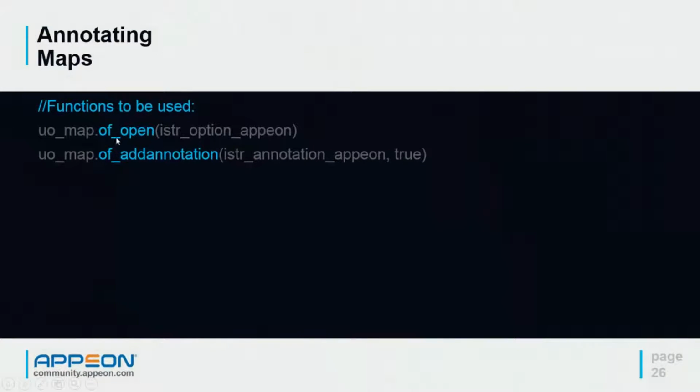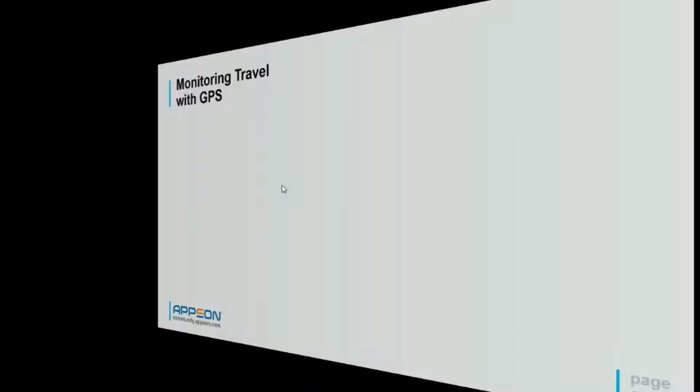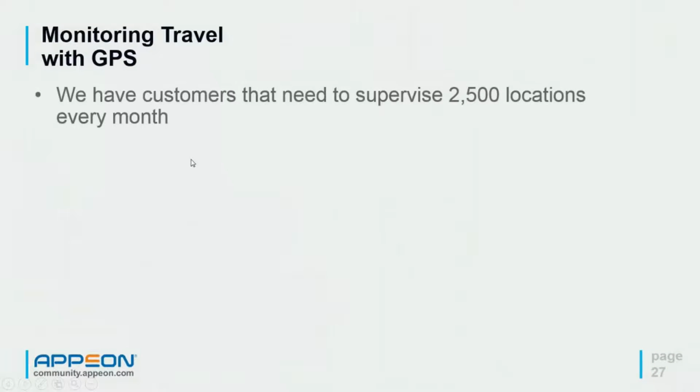Okay, annotating maps. So the functions to be used, you need the object, that's a user object that you insert on the screen. So you call the open function, and you will get this information in the structure. Then you will add an annotation, so you will send the annotation structure, and let's see what information you put right there.